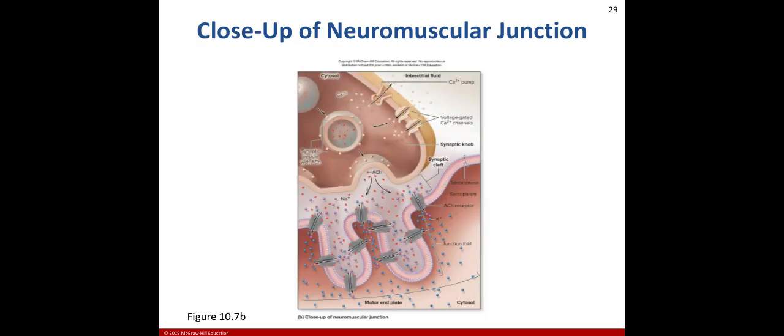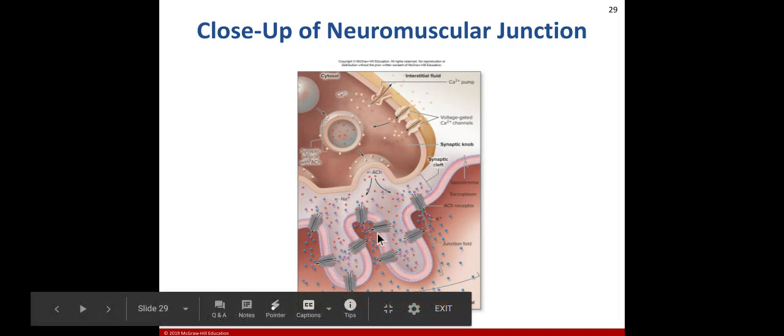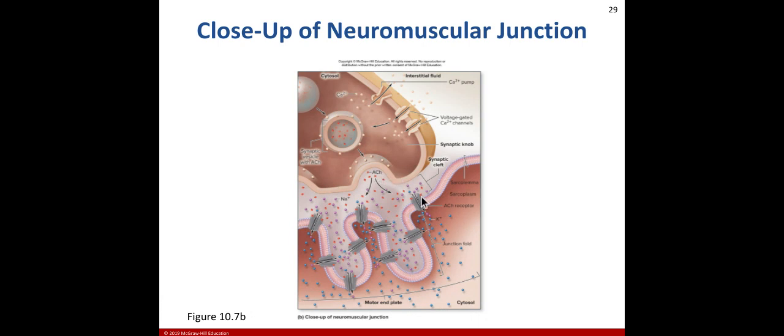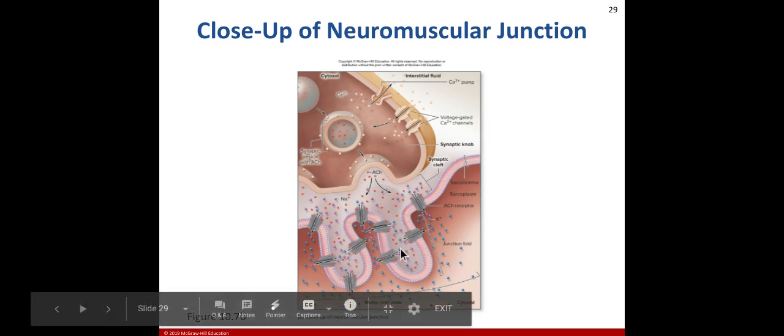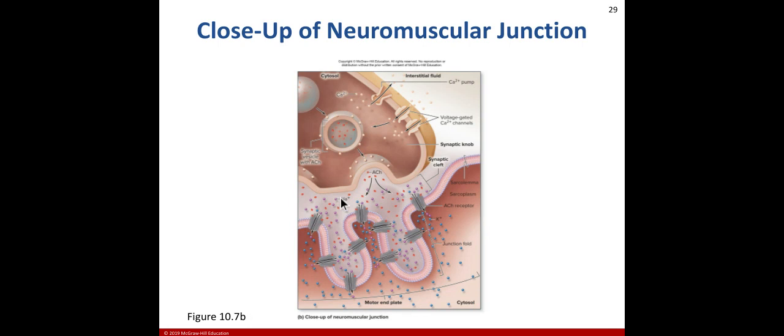Here's a close-up where we are looking at the nerve, looking at the cleft, looking here at the muscle fiber. We are releasing this acetylcholine, which is being taken in by receptors. When we do that, we are able to then open these channels for the sodium and potassium to move.